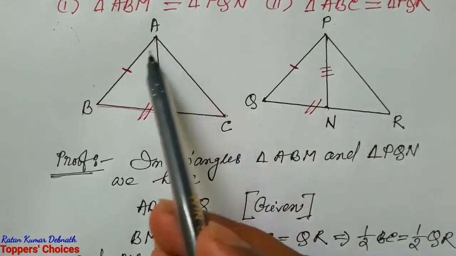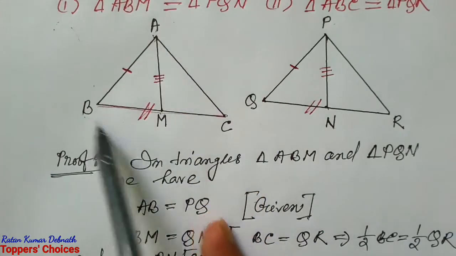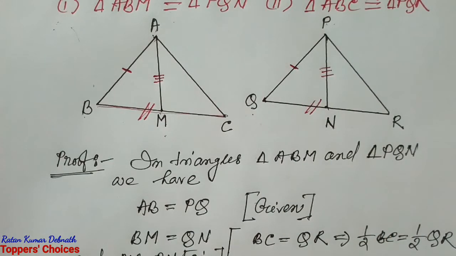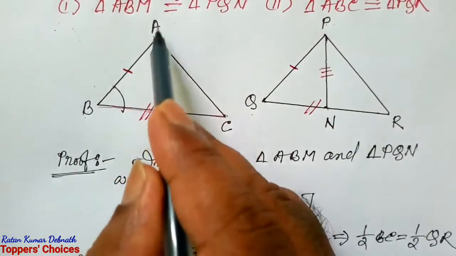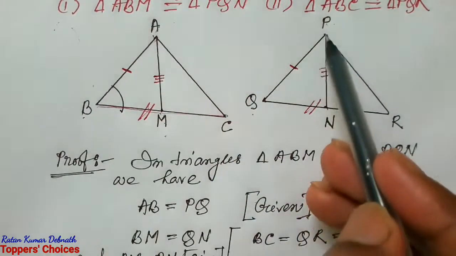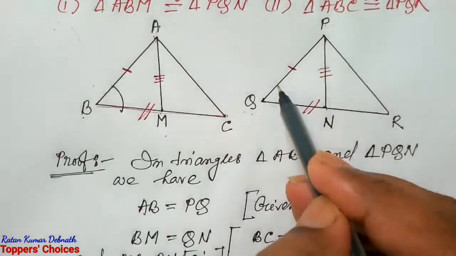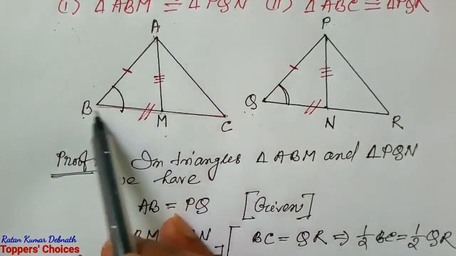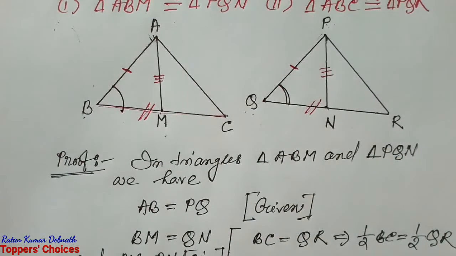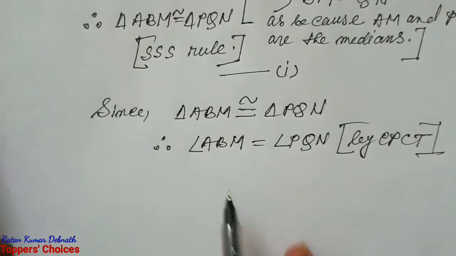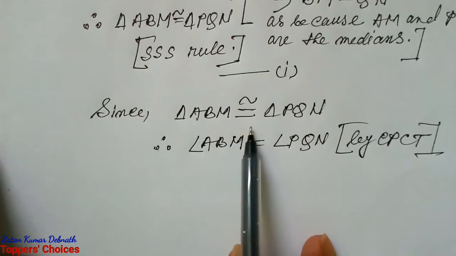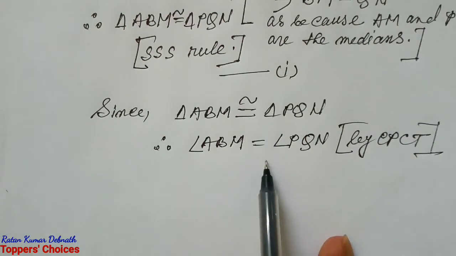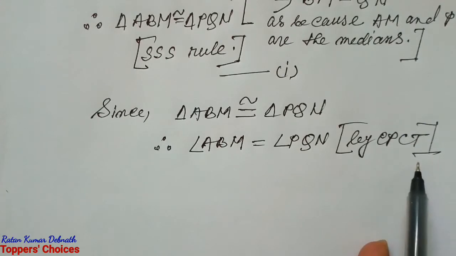Look carefully. We have already proved triangle ABM congruent to triangle PQN. Therefore, we can say angle ABM equals angle PQN, because this angle and this angle are the corresponding parts of these two congruent triangles. So I have written here, since triangle ABM is congruent to triangle PQN, therefore angle ABM equals angle PQN by CPCT.